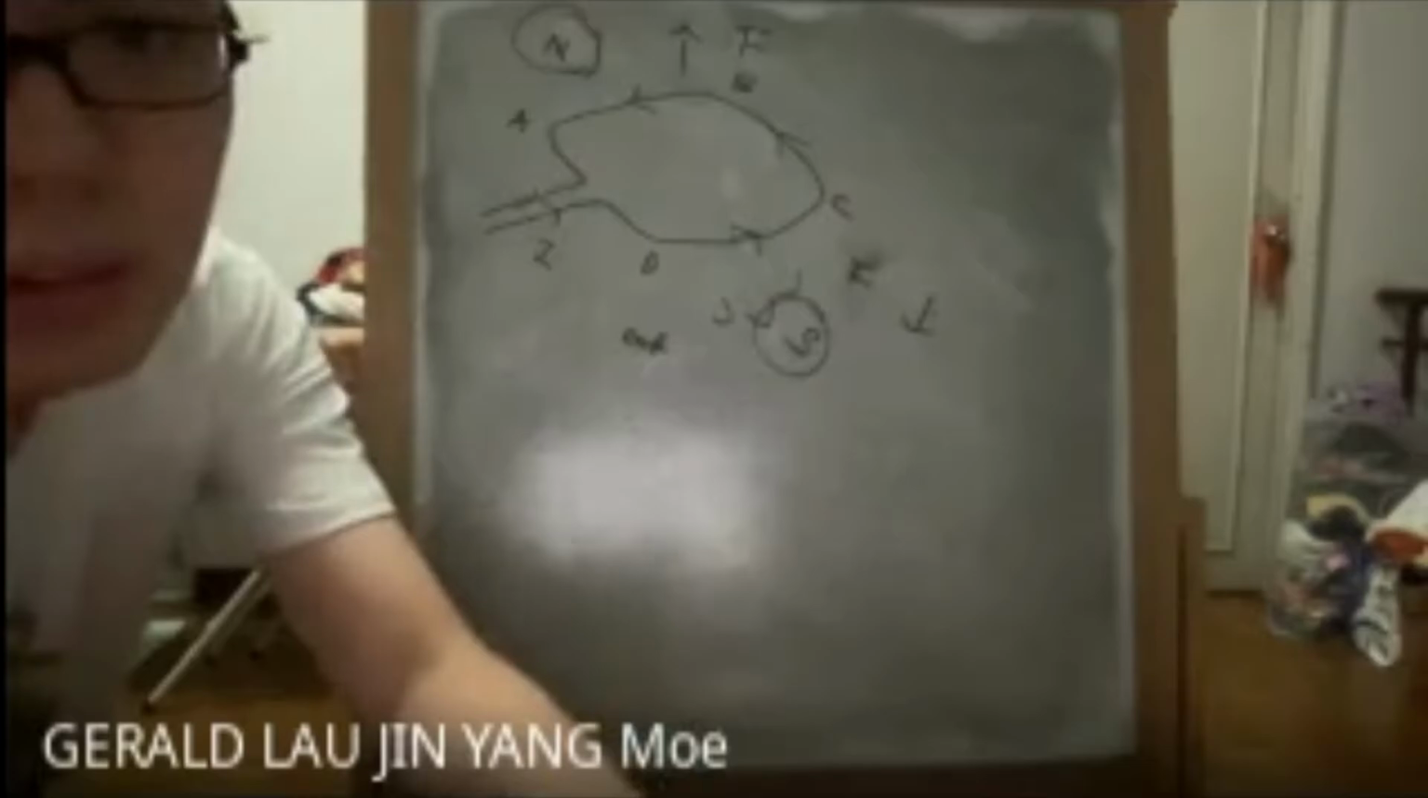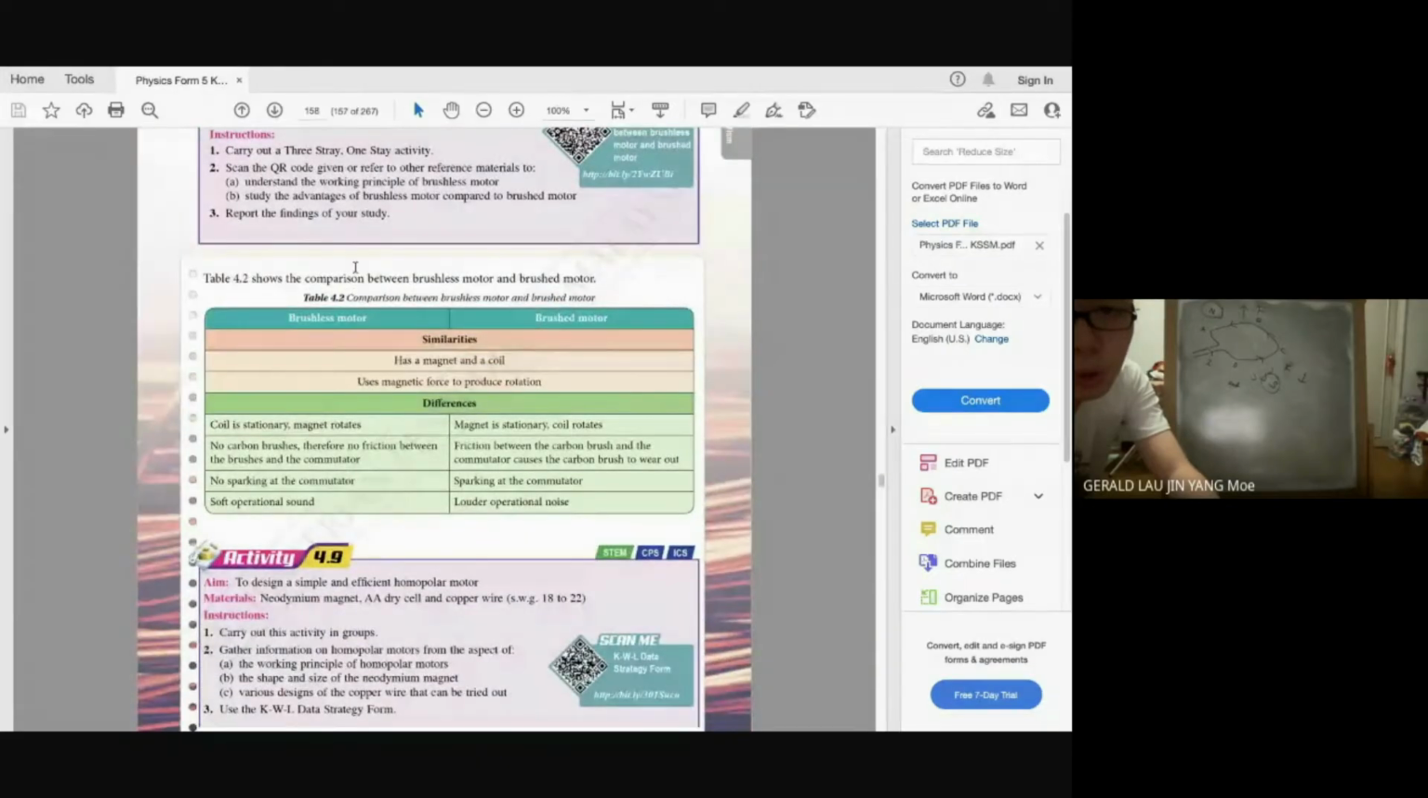Okay, so brushless motor and brush motor. Similarity and differences. Similarity: a magnet and a coil use magnetic force to produce rotation. Difference: for brushless, the coil is stationary, the magnet will rotate. But for brush motor, the magnet is stationary, the coil will rotate. No carbon brushes, no friction. Okay, brush motor has carbon brushes, has friction. No sparking and no commutator for brushless; sparking and commutator for brush. Soft operational sound, louder operational sound. Okay.